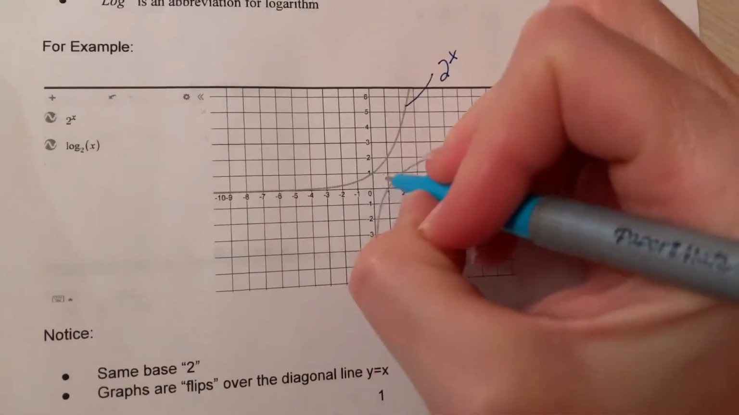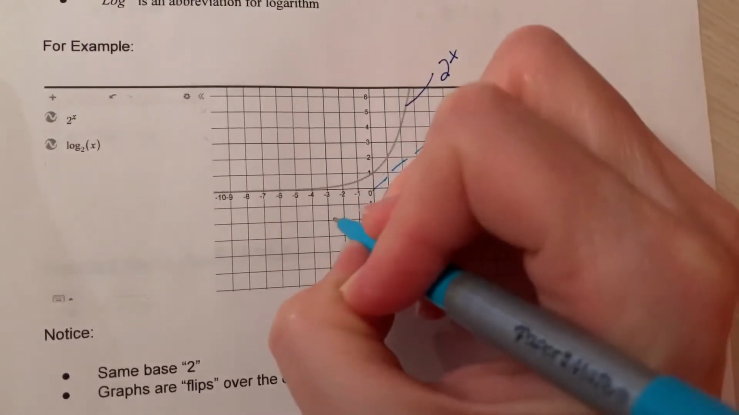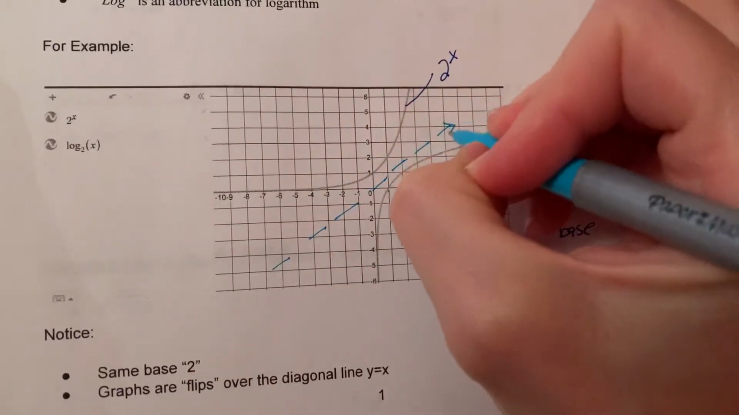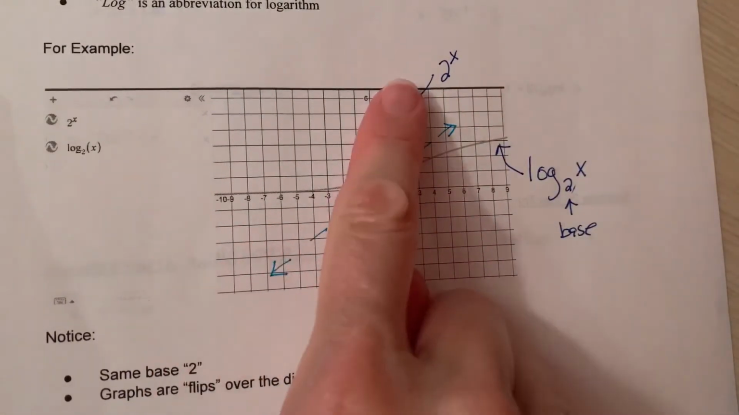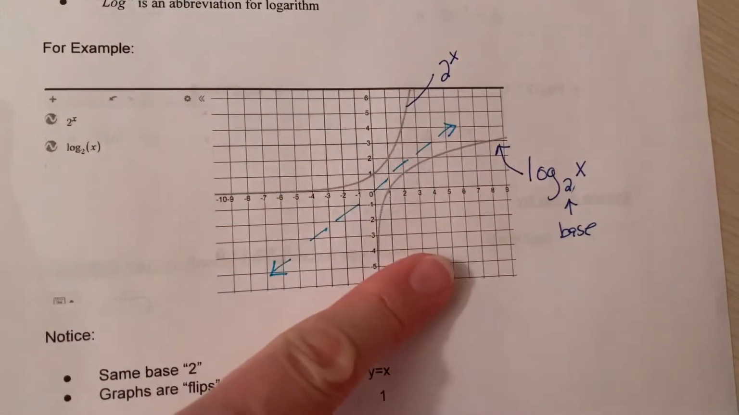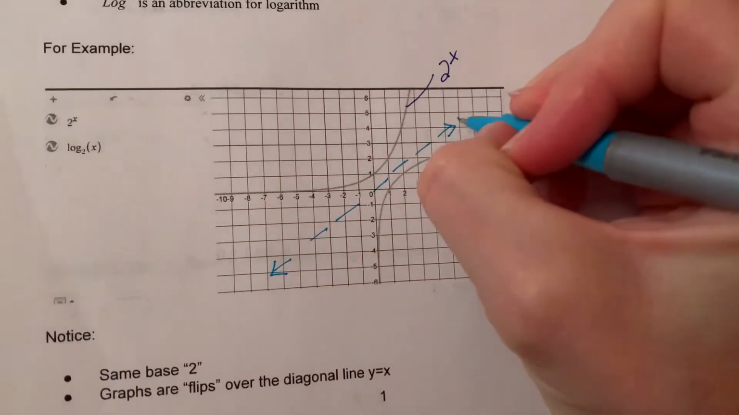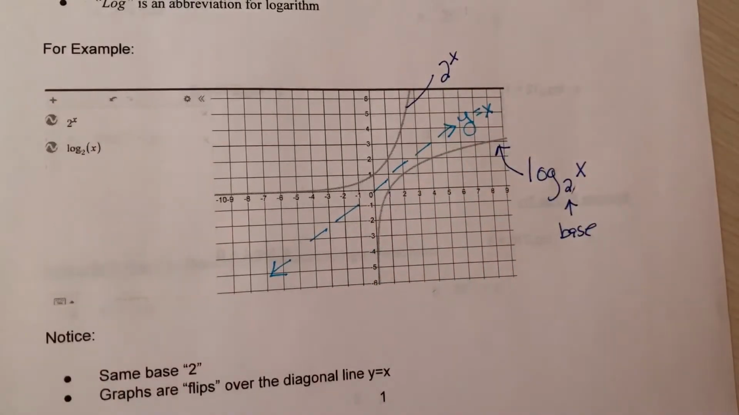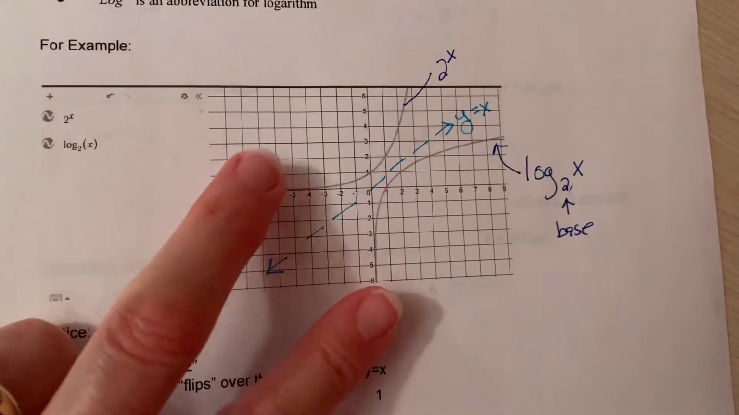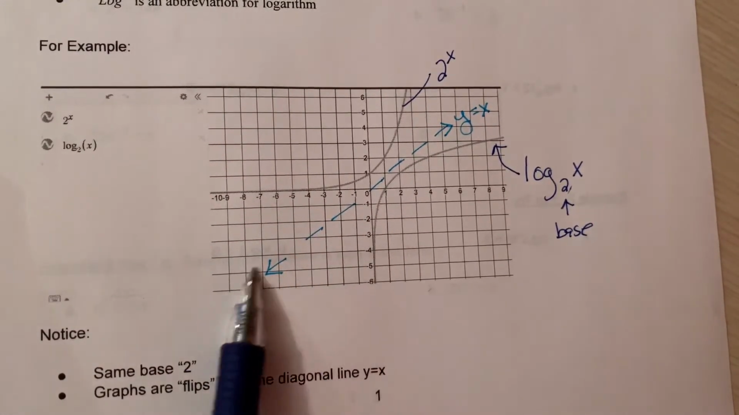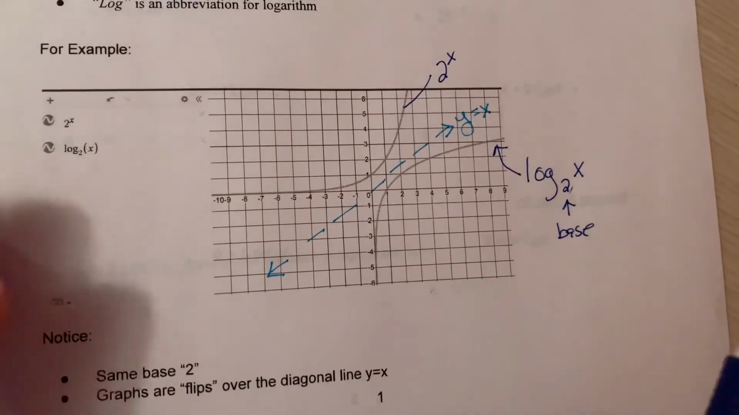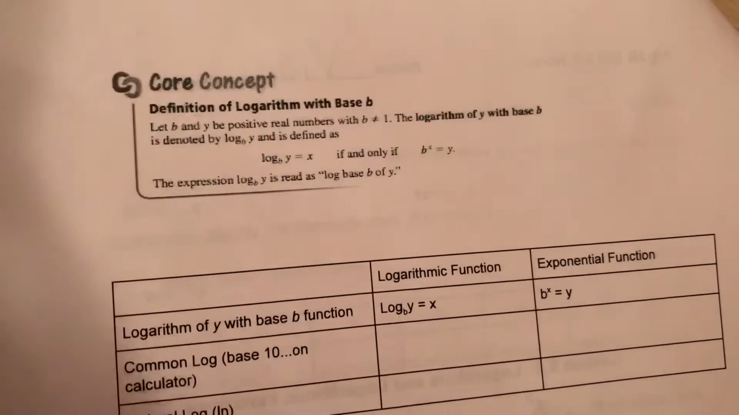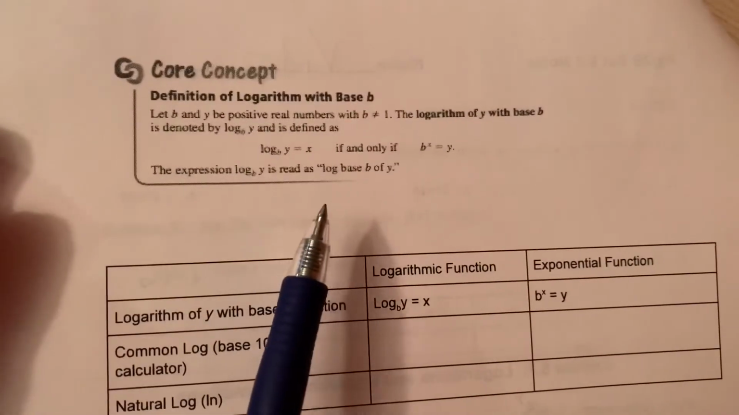And graphs are flips, or you can think reflections, if you remember that from geometry. If I take this graph and I reflect it or flip it over the line y equals x, that will give me the graph of its inverse. That's true for all inverse functions. Their graphs are reflections about the line y equals x. So let's start looking at, first of all, a little formal definition. This is right out of your book, everything that I just talked about.